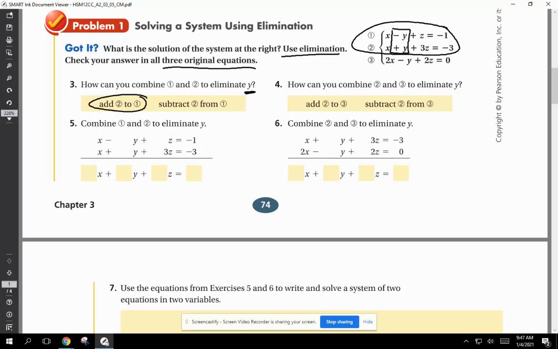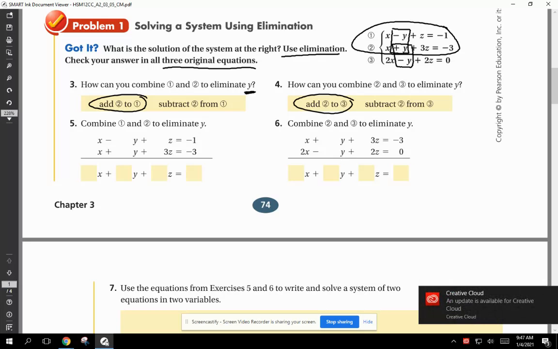Number 4, how can you combine 2 and 3 to eliminate y? Right? Again, exact same thing. You can add these two and eliminate the y. So now we got rid of the y's. So we're going to combine 1 and 2 to eliminate y. Okay, so here it is.